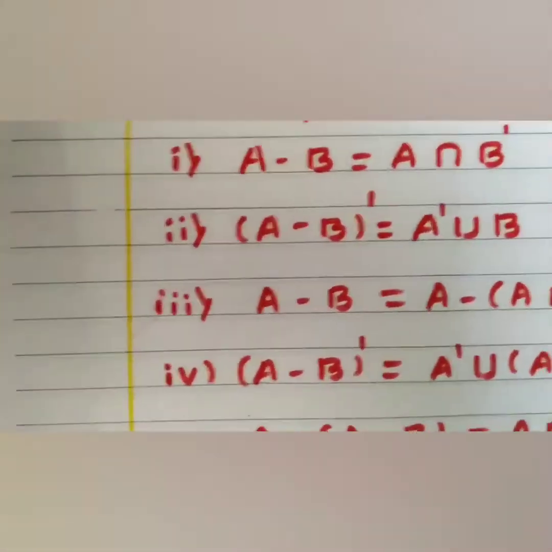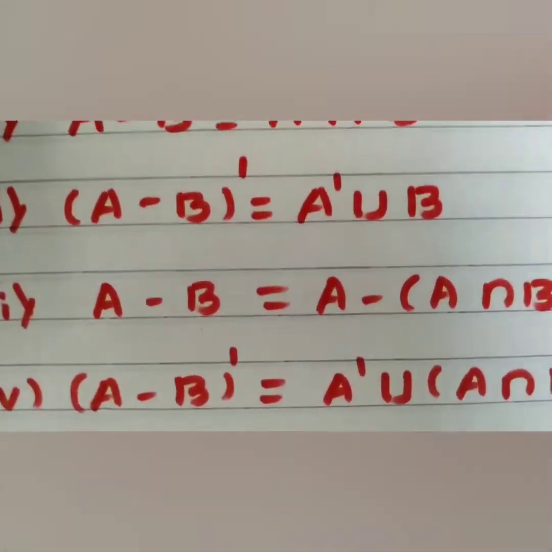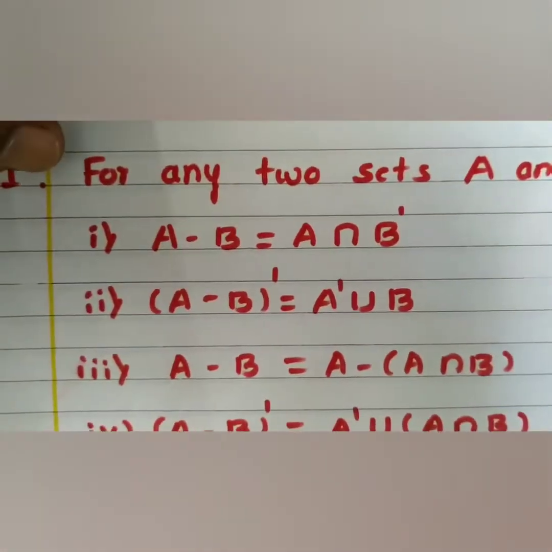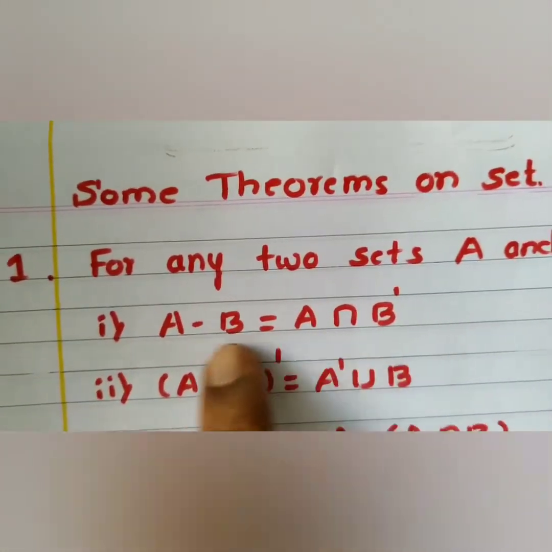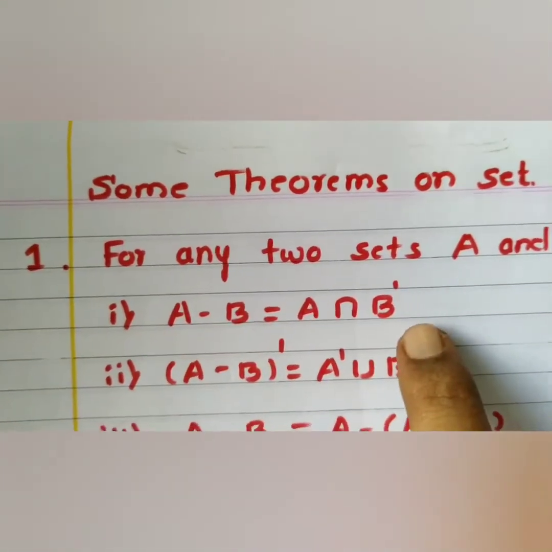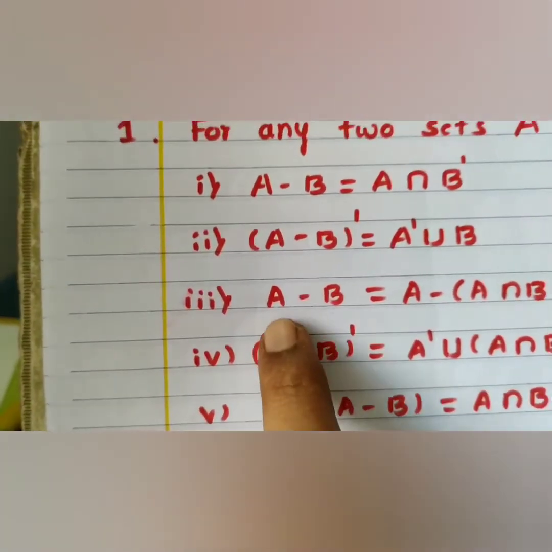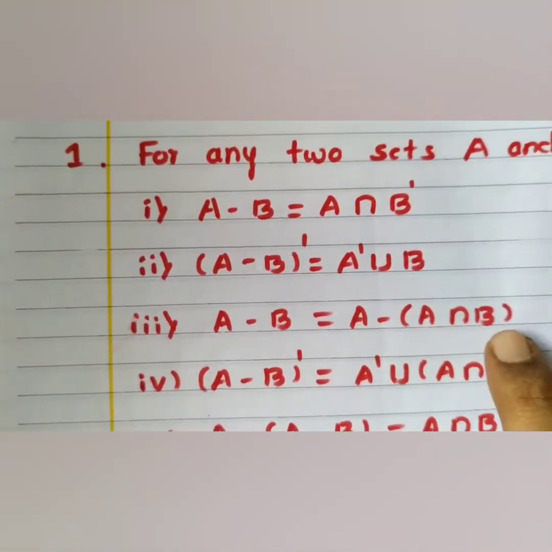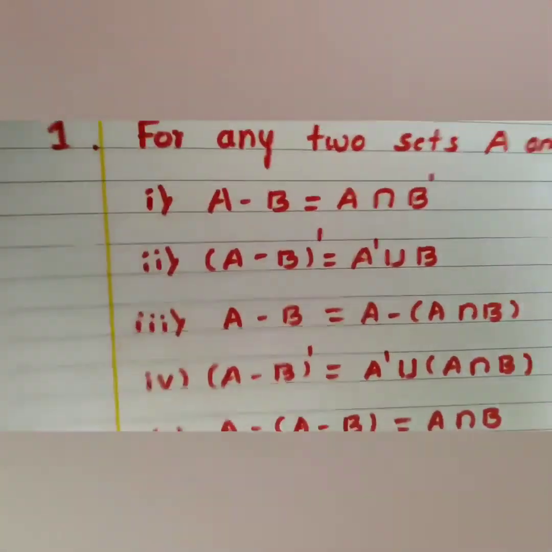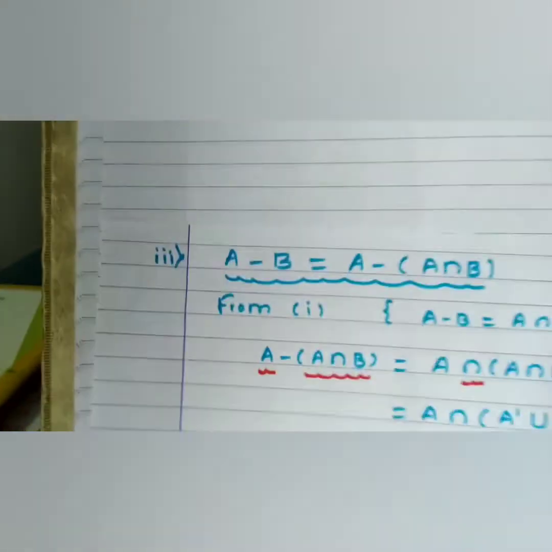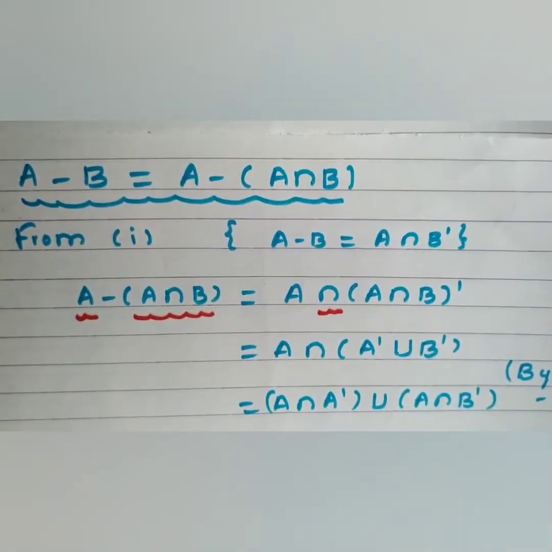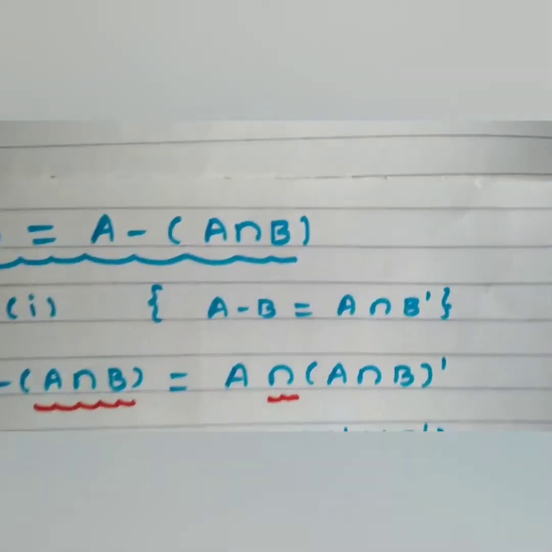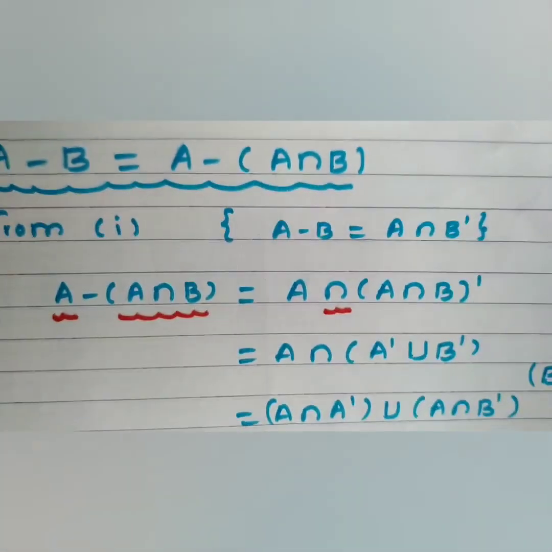So the third result, what do we want to prove? The third result: A minus B. Again, we already did the result that A minus B is A intersection B dash. Another result is that A minus B is A minus of A intersection B. I want to go for the proof of this result. So I want to prove A minus B is equal to A minus of A intersection B, again using 1, which says that A minus B is A intersection B dash.